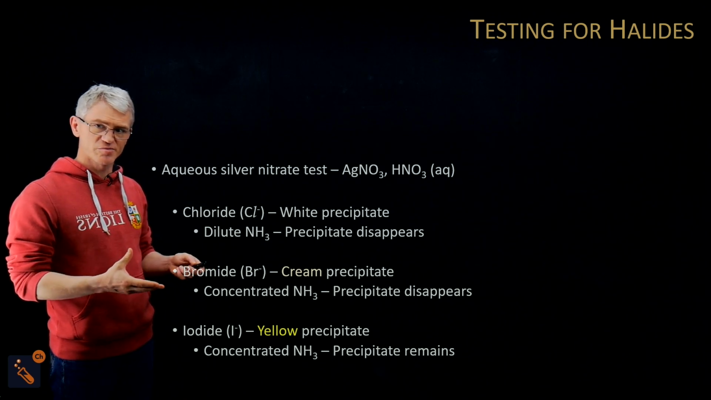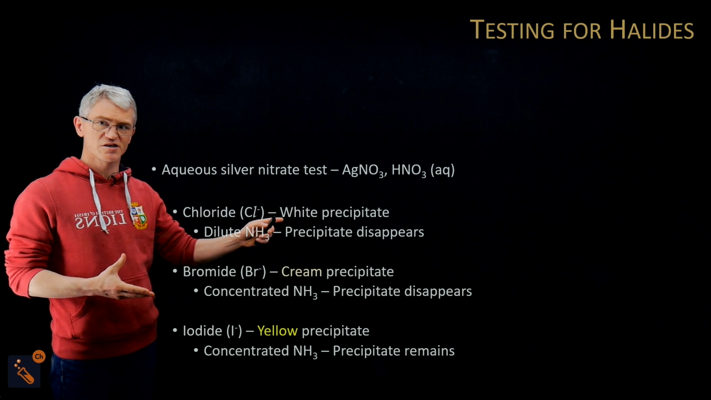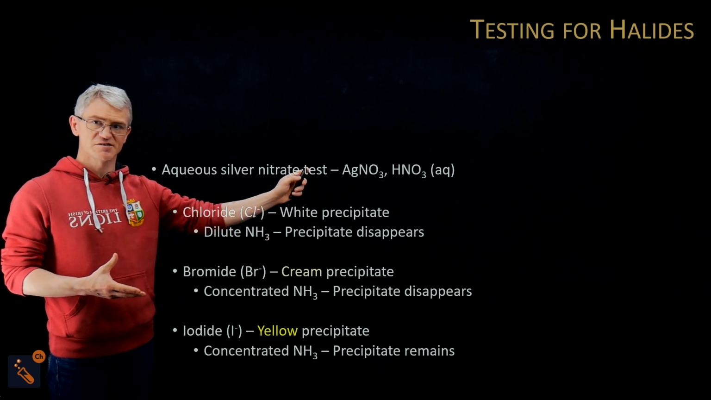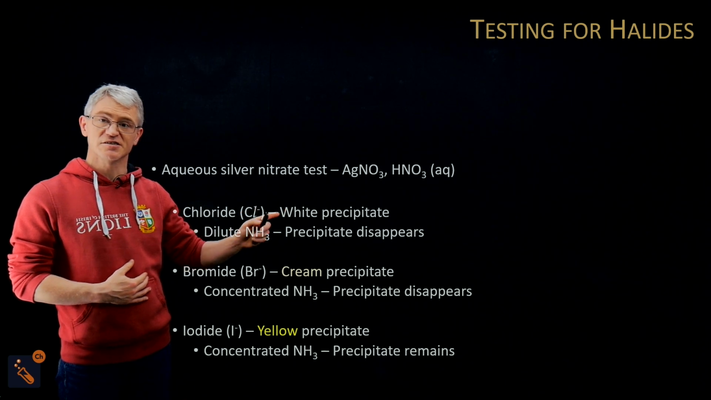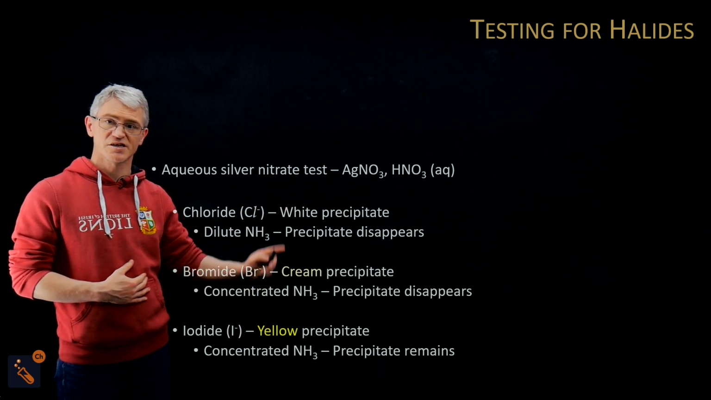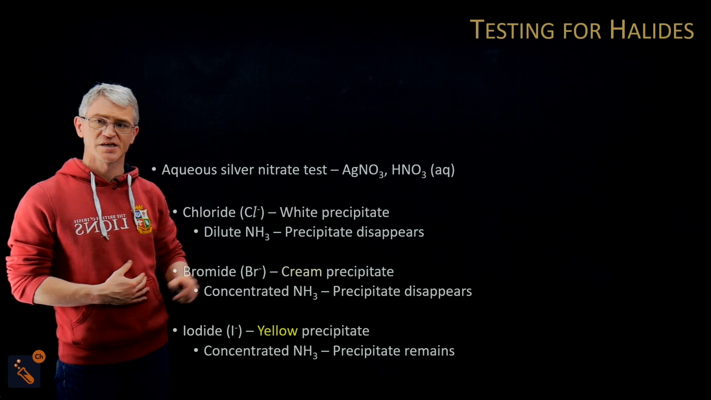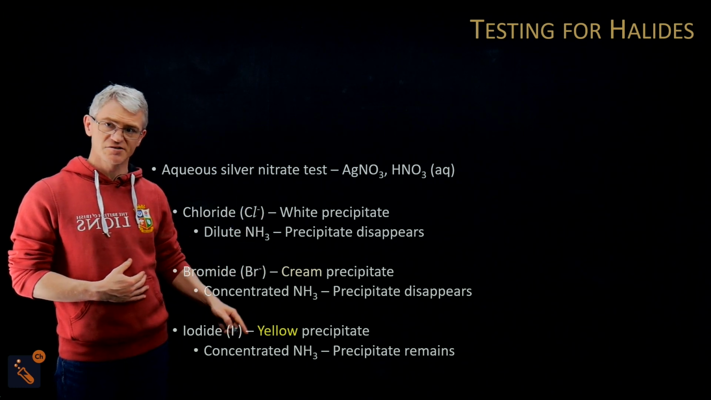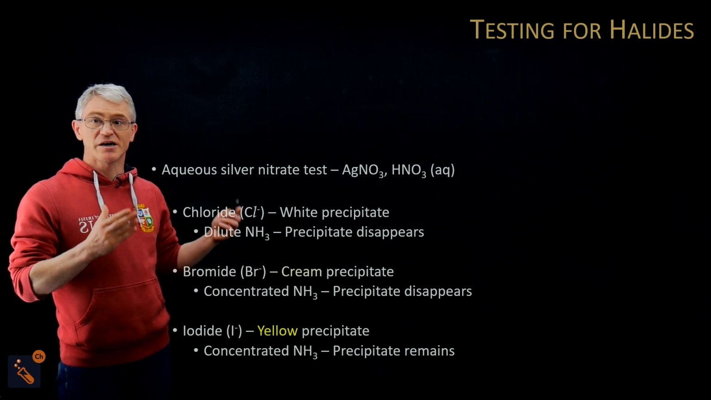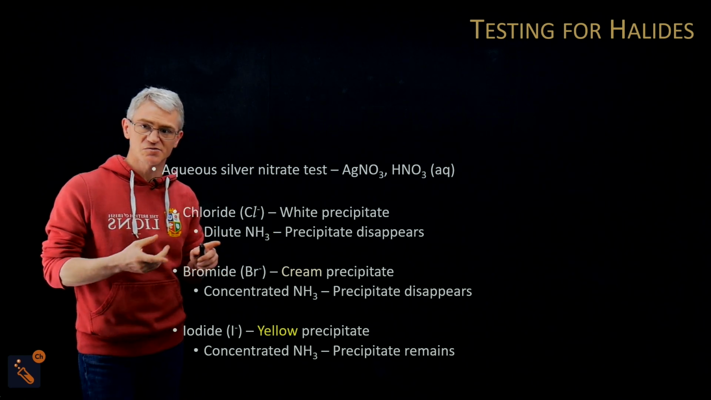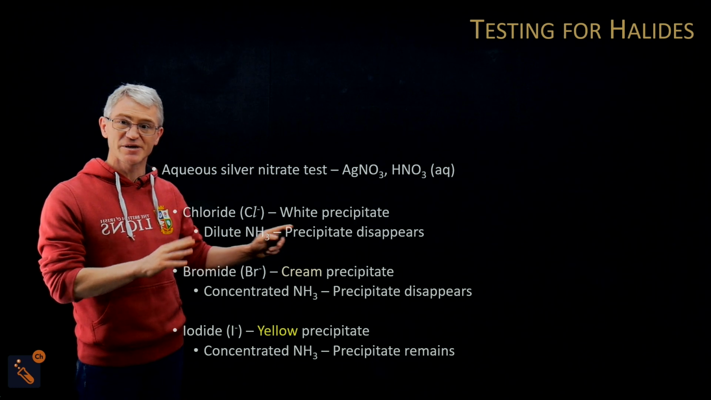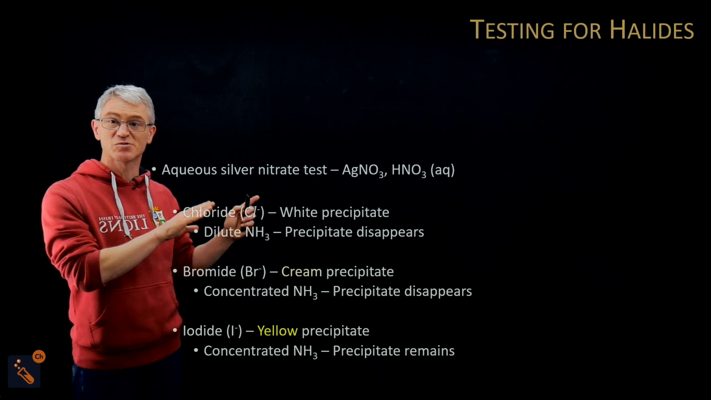With chloride, bromide, and iodide, you get the same colour precipitates if you add silver nitrate and nitric acid as you did at GCSE. So white, cream, and yellow. But what is different is what you add afterwards. What you can add afterwards is dilute ammonia, and that makes the precipitate disappear. That means you can tell the difference between white and cream.